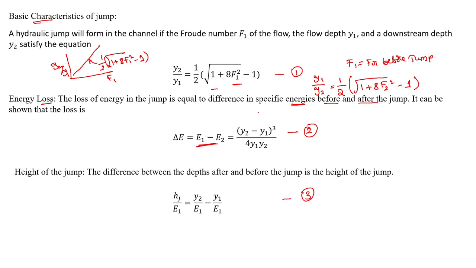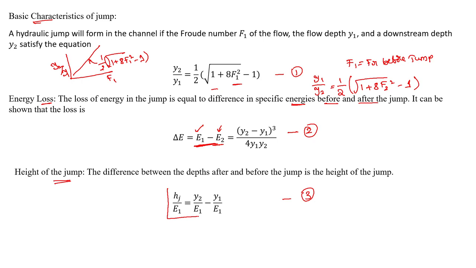These derivations are not necessary now, so you can remember the formula directly. The loss of energy in the jump is equal to the difference in the specific energy before and after the jump, which is equal to (y2 minus y1) whole cube divided by 4 y1 y2. And what is the height of the jump? The difference between the depths after and before the jump is the height of the jump.